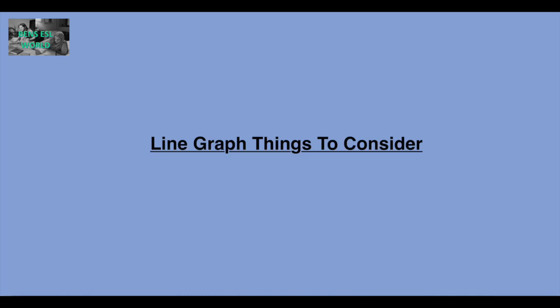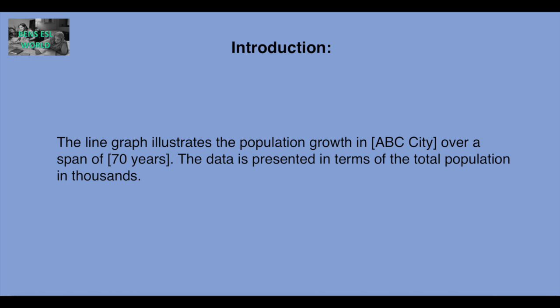Line graph, things to consider. Introduction. The line graph illustrates the population growth in ABC city over a span of 70 years. The data is presented in terms of the total population in thousands.